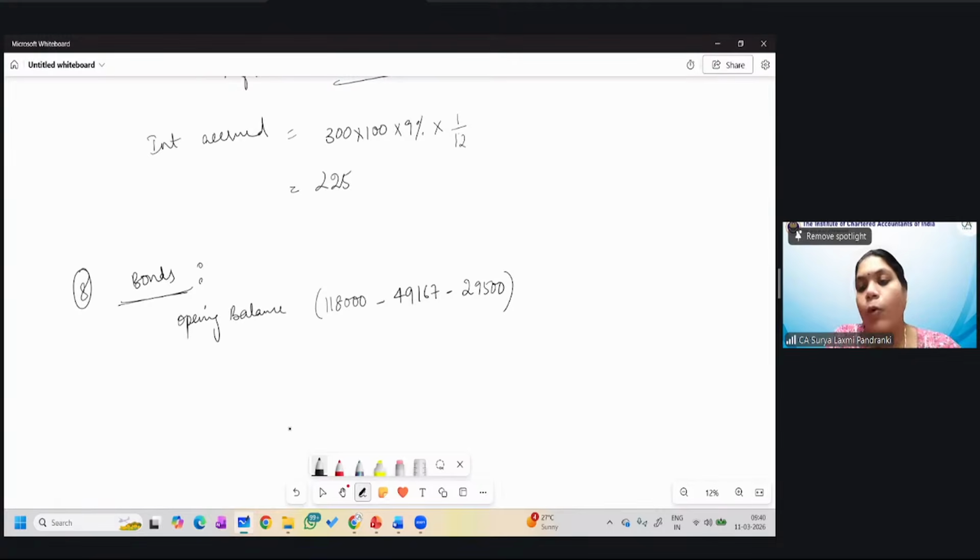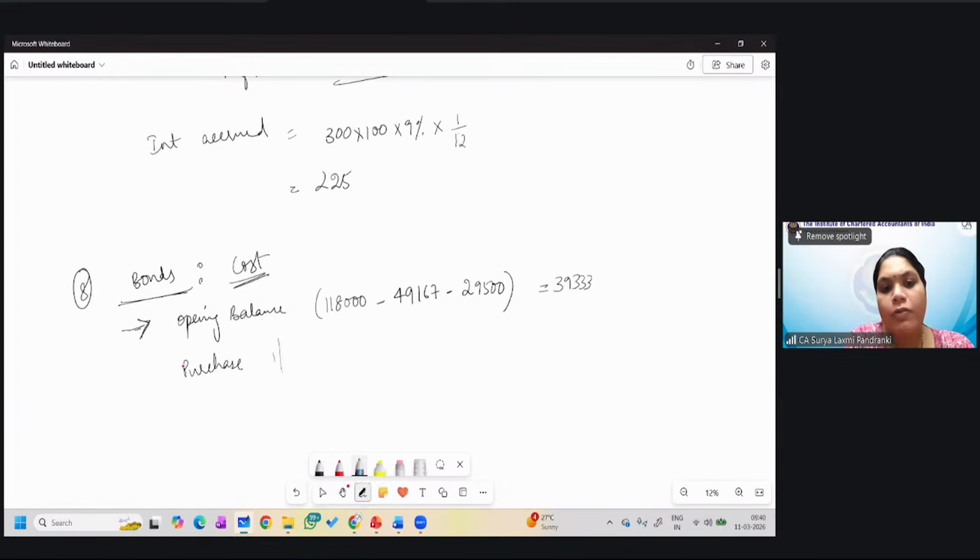Out of the opening balance cost, I'm calculating the cost here. In the opening balance cost we had 1,18,000. In that 1,18,000, the first sale was for 49,167 and the second sale was for 29,500. So what is the balancing figure we have in the opening balance? 39,333. This is clear, everyone?